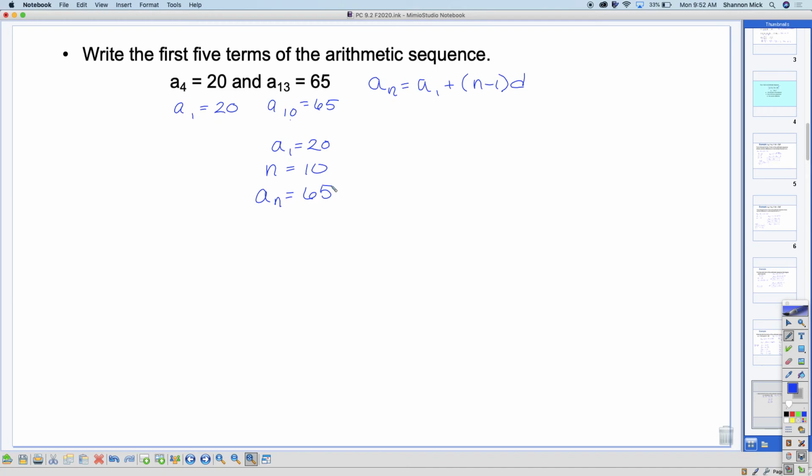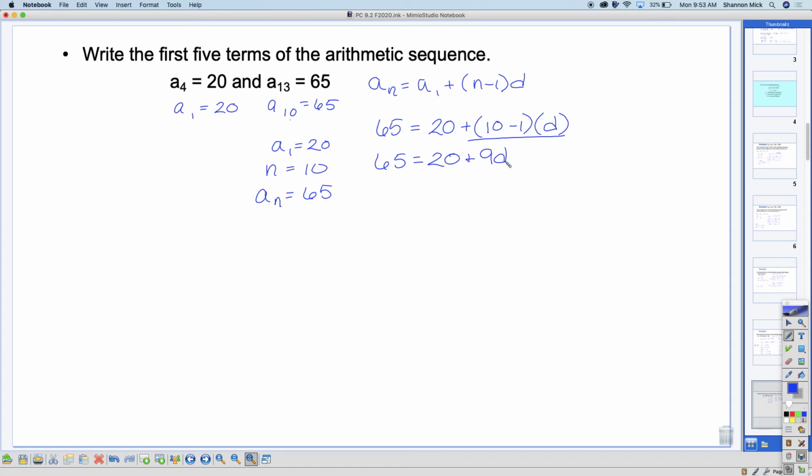So a sub n is 65, because n is 10, equals a sub 1, which is 20, plus n, which is 10, minus 1 times d. So this is 65 equals 20 plus 9d. I had to enunciate my words. How'd you get n? Because 1 to 10 is 10. I said 9d, but it wasn't clear. It sounded like 90.